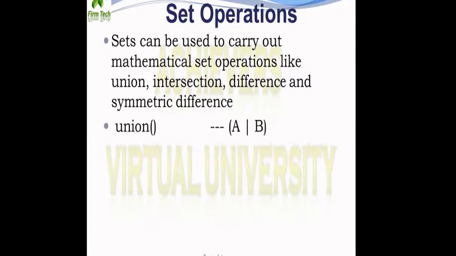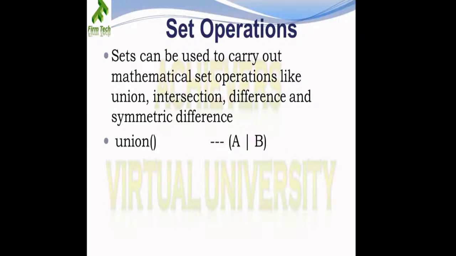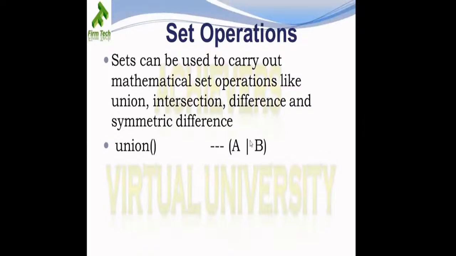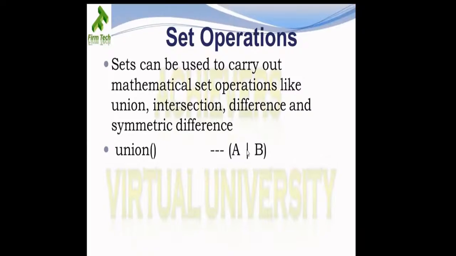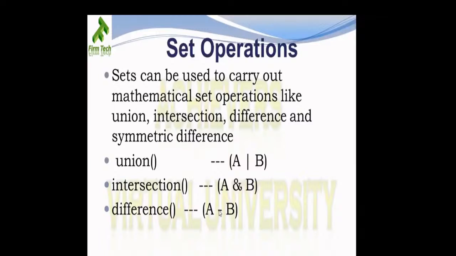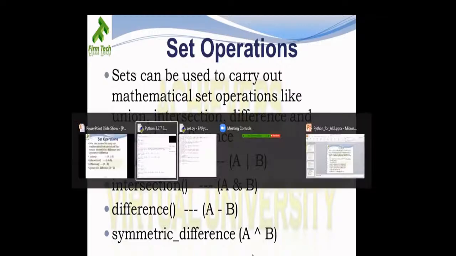The union can be done in two ways, either by using the mathematical expression A union B, and to denote this union we use the vertical line. For difference, we can use the subtraction or minus sign. And for symmetric difference, we will be using the hat. Let's go for the demonstration part.